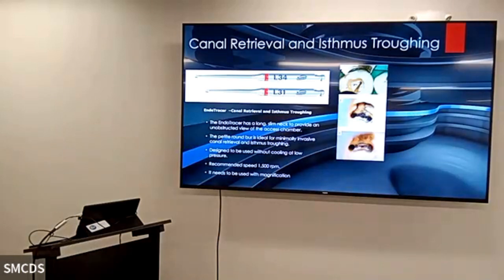When we're getting in, we're looking for isthmus tropping. We're going through looking for canals in calcified cases. The EndoTracer is the same thing. If you're doing root canals and you come to a calcified case, or some of the more challenging cases, these are unbelievable. And they come in different sizes. They have one that just removes caries, but it allows you to see everything going on instead of a slope like the standard latch type bur. These are 31 and 34 millimeters long. What happens is they go in and they can just trough around.